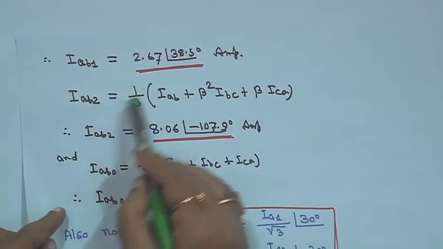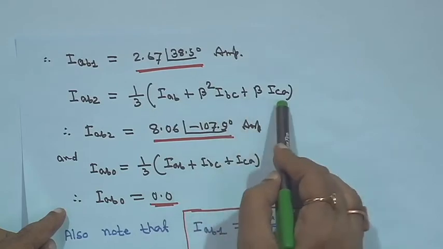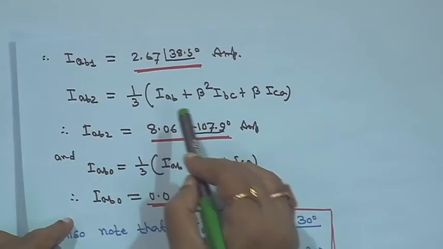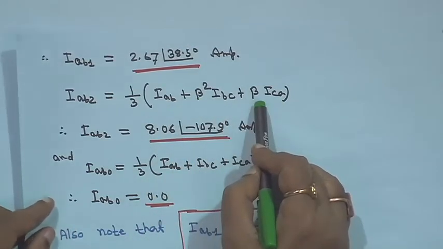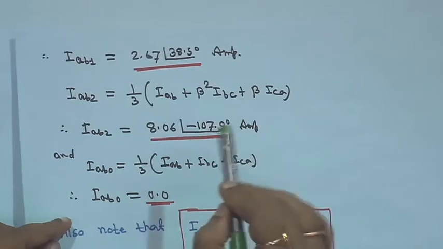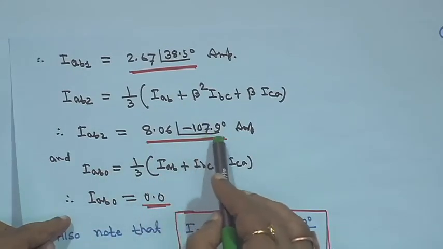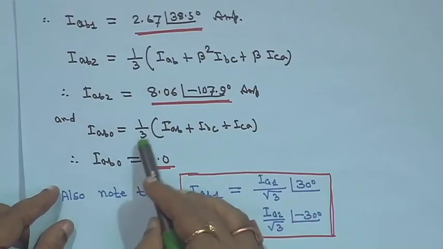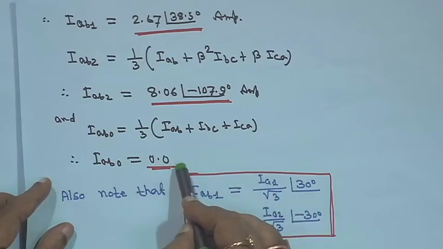Similarly, I_AB2 is equal to 1/3 (I_AB plus beta square I_BC plus beta I_CA). I give you, please do this one. You substitute I_AB, I_BC, I_CA and beta square and beta, all these angles, and please simplify. You will get I_AB2 is equal to 8.06∠-107.9° ampere. And I_AB0 will be 1/3 (I_AB plus I_BC plus I_CA), so I_AB0 will become 0.